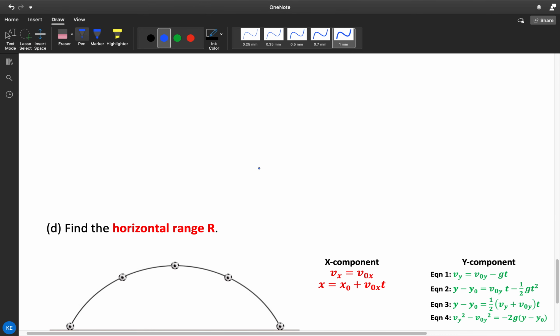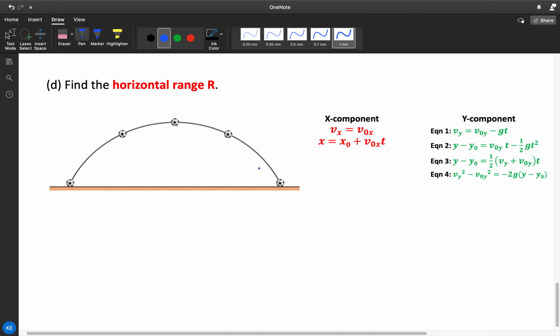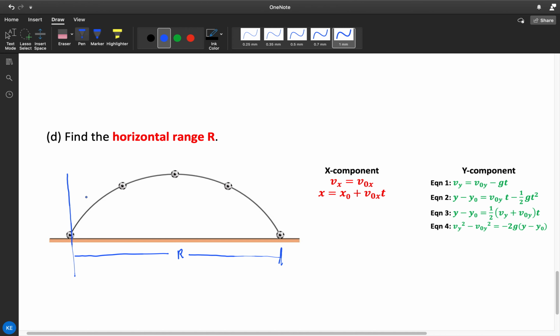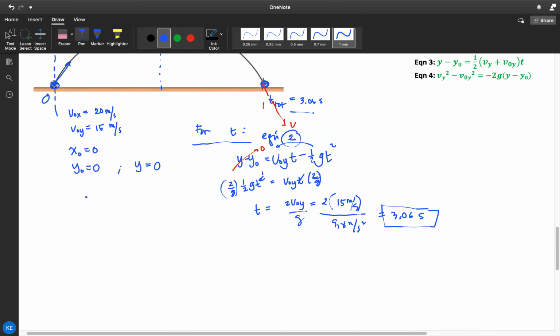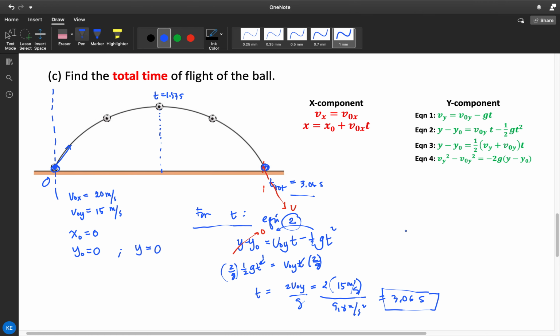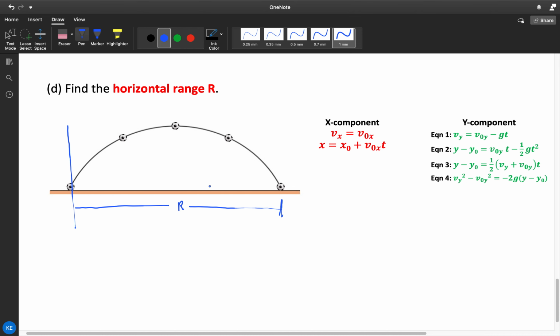And lastly, find the horizontal range. Okay, so it's asking for this one here. It's connected. The horizontal range is what it is looking for. So here, again, I repeat, the given is the same as above, in letter C. The only thing added is the time, 3.06. So from letter C, the time at this point is equal to 3.06 seconds.